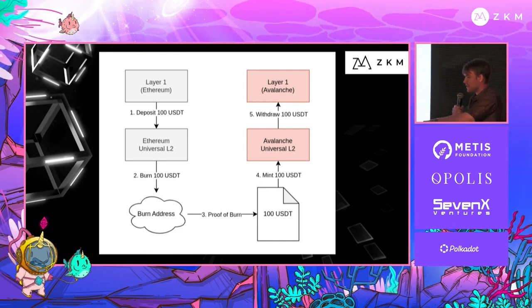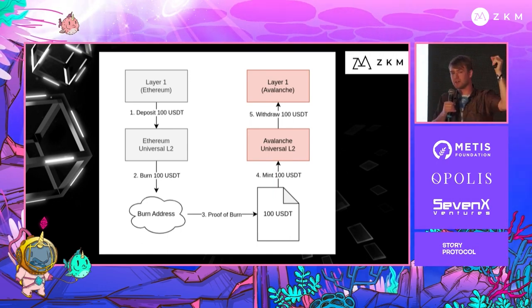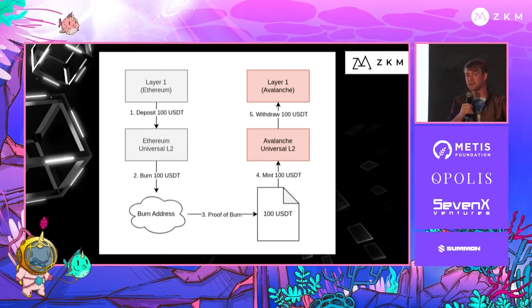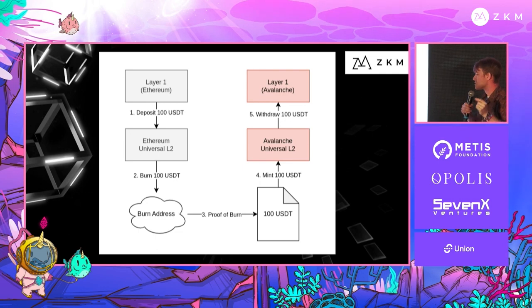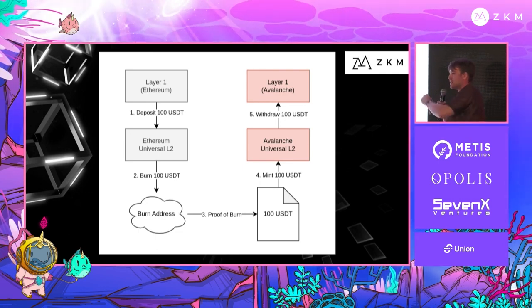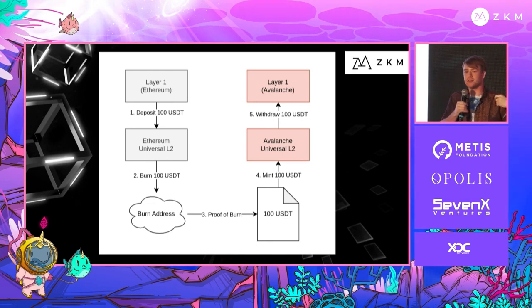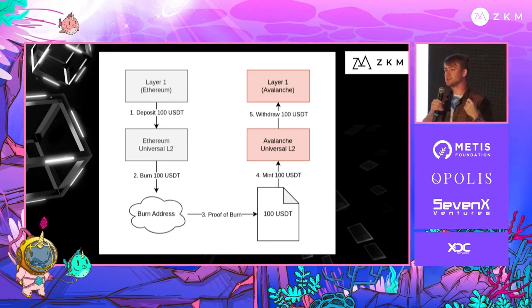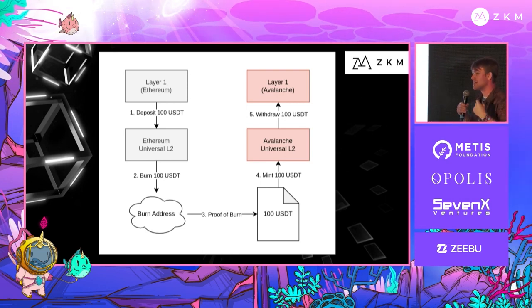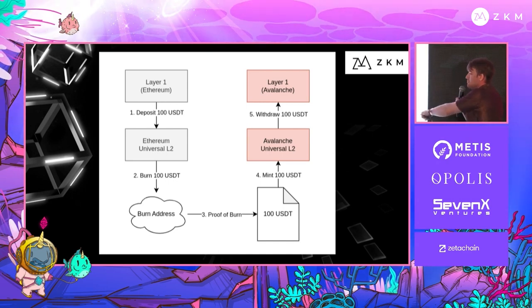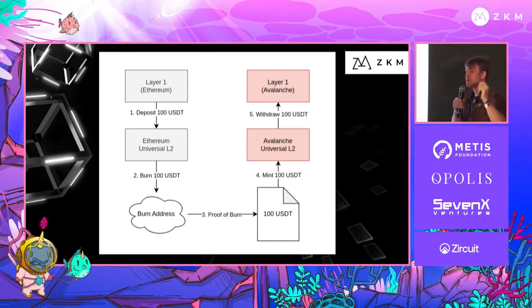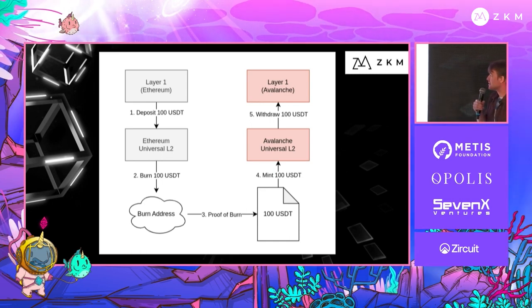But now I can burn it, I can generate a proof of that burn. And I have a receipt that basically says that I can redeem this 100 USDT on any other connected universal L2. So this means I can take this and I can send it to the Avalanche L2. And it's using the native mint function on that L2. So what this means is that I am burning native liquidity on the L2 on Ethereum, and I'm minting a corresponding amount of native liquidity on this other L2.